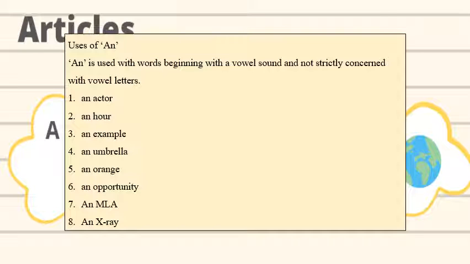So that's why we use an over there. Similarly, see the seventh one, an MLA. M is there, but we pronounce it with the sound a, MLA. A sound is coming. So that's why we use an over there. So whichever words start with a vowel sound, not a vowel letter, okay? Whichever starts with a vowel sound, we use an over there.